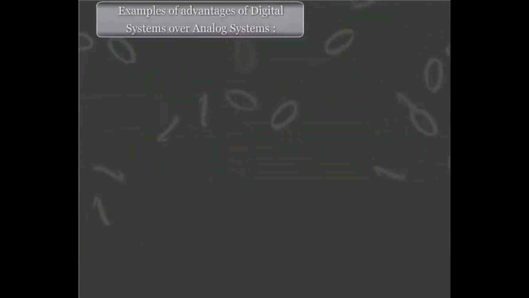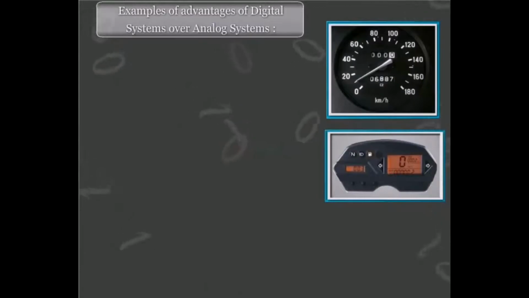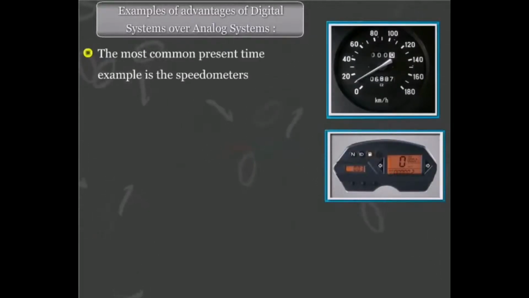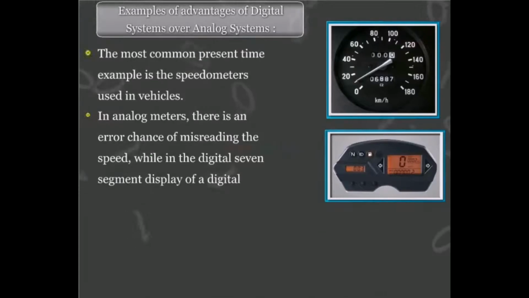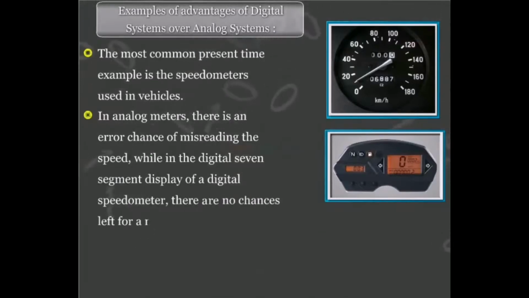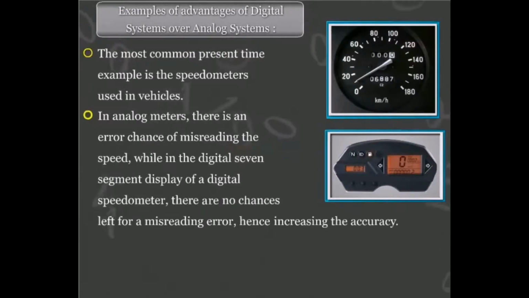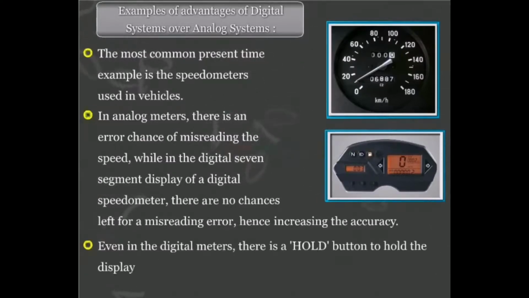Examples of advantages of digital systems over analog systems. The most common present-time example is the speedometer used in vehicles. In analog meters, there is a chance of misreading the speed, while in the digital 7-segment display of a digital speedometer, there are no chances left for a misreading error, hence increasing the accuracy. Even in digital meters, there is a hold button to hold the display value on the screen.